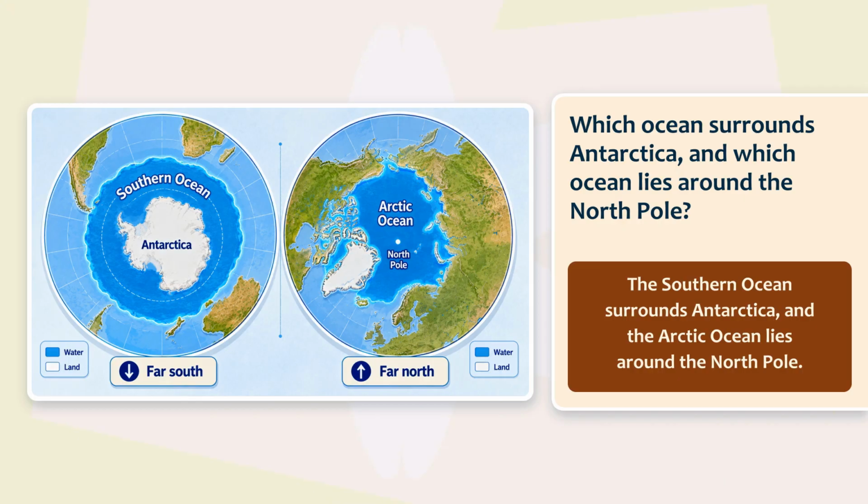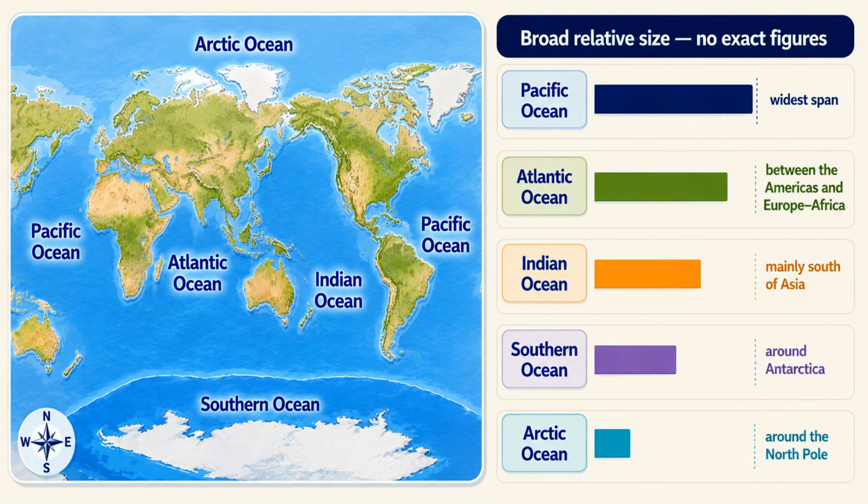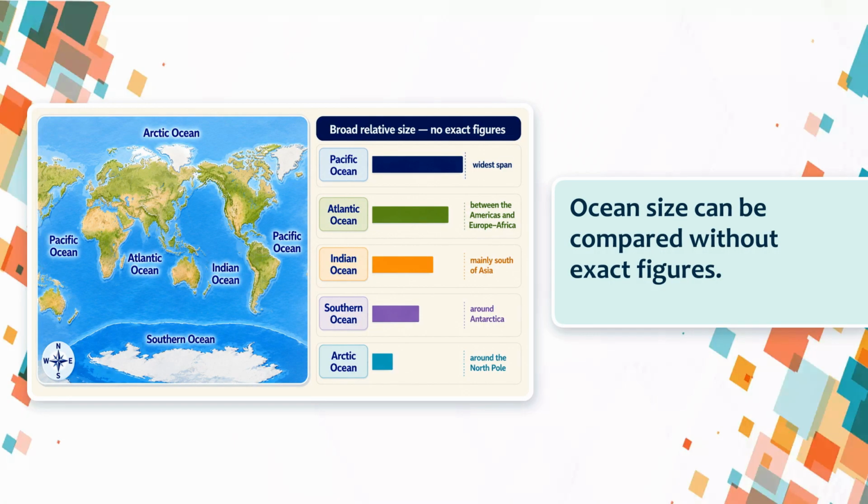Next, compare the broad size and position of all 5 oceans. The Pacific Ocean is the broadest and the Arctic Ocean is the smallest, while the Atlantic, Indian, and Southern Oceans lie between them in broad relative size. Their map positions also provide clear comparison clues. This comparison shows the broad pattern.